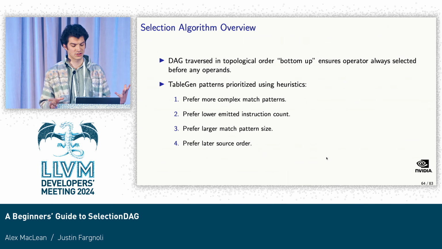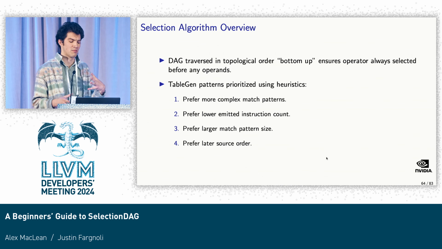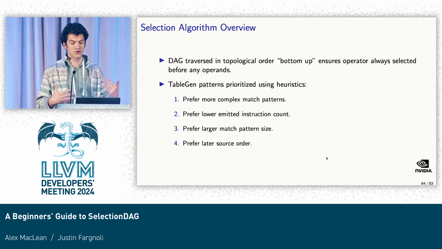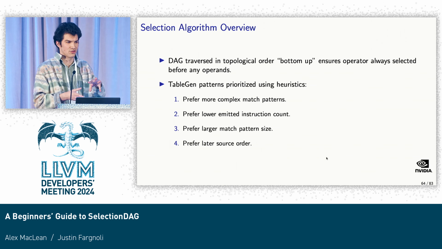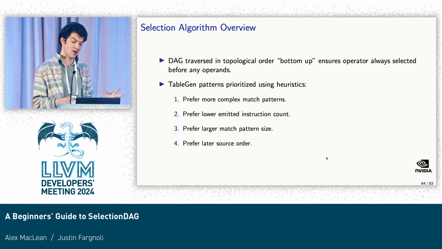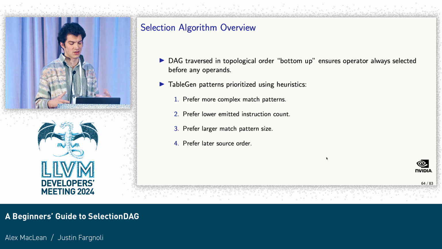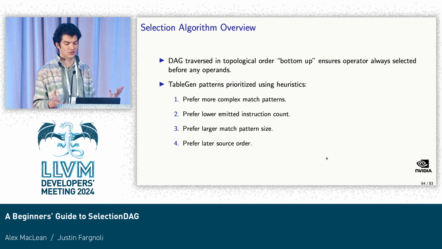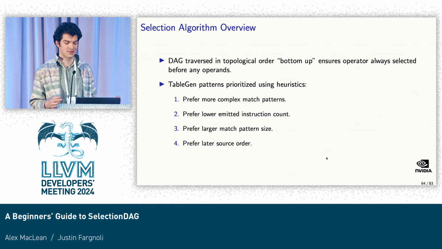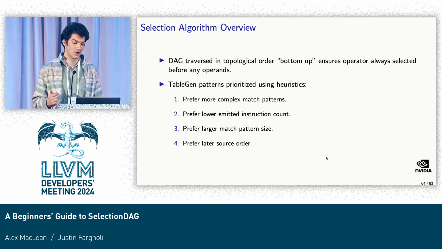One other thing to quickly touch on is how TableGen prioritizes matches. Often there may be cases where multiple different patterns match on a given DAG. And this can be because we have patterns for more complex cases and simpler cases. So the first thing that we're going to do is prefer the more complex match patterns. If there's a match that's looking for a really large DAG with lots of different operand constraints, we'll prefer that over a more simple case. When there's a tie there, we fall back to a lower emitted instruction count, which is a proxy for cost. If that is also a tie, we'll fall back to the match pattern size. And finally, we prefer later source code order.